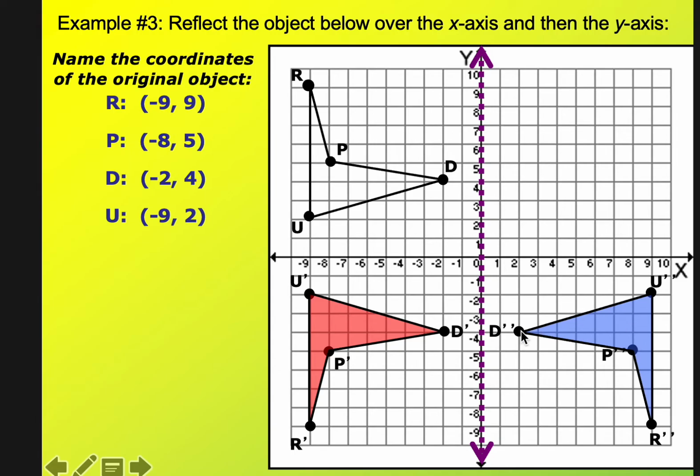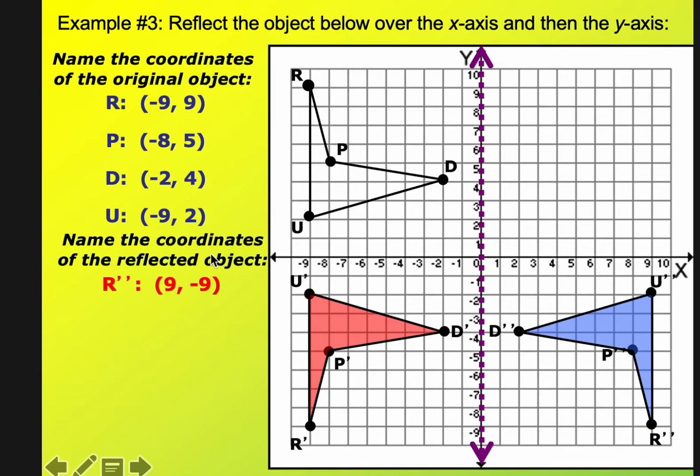Interesting. Let's look at what our final coordinates will be. So R is now 9, negative 9. Ooh, look at that. They both became opposites. P is 8, negative 5. The opposite of both of them. D is 2, negative 4. Again, both became opposites. And U, negative 9, 2. The opposites of both coordinates.